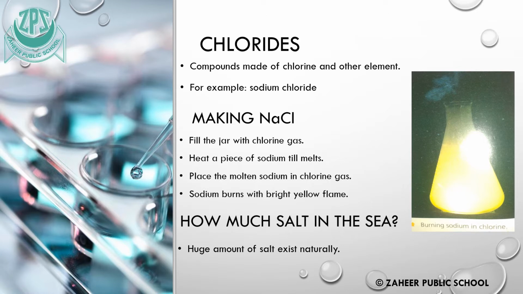The making of sodium chloride can be done in the laboratory. You need to fill a jar with chlorine gas and then heat a small piece of sodium metal until it melts. Then place this molten sodium in the chlorine gas. The sodium burns with a bright yellow flame and clouds of white sodium chloride form. As you can see in this picture, the bright yellow flame is here, which is the sodium chloride flame.